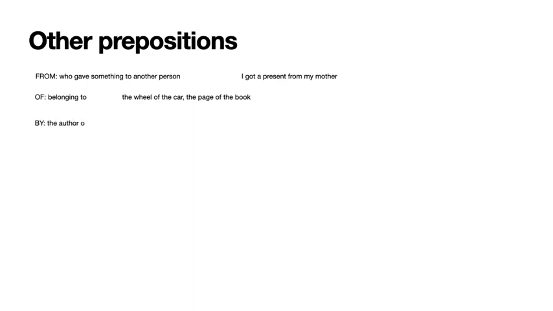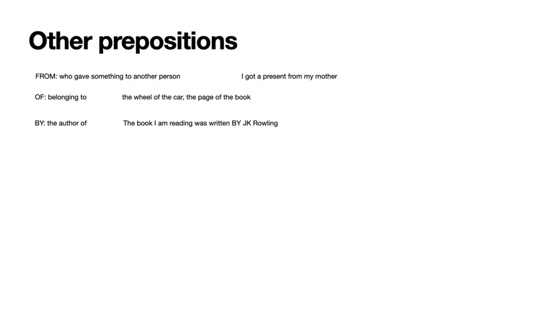And we're going to see some other prepositions that are important, but do not fall in the categories we have already explained or gone through. We have from, when we refer to somebody who gave me something. For example, typical example, I got a present from my mother. Of can refer to who something belongs to, or what something belongs to, the wheel of the car, the page of the book. By refers to authorship. It can be used with books.